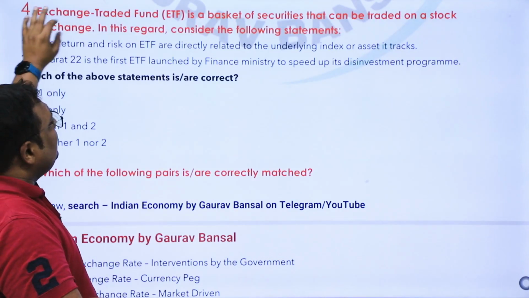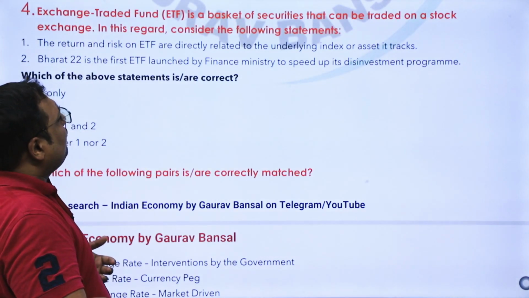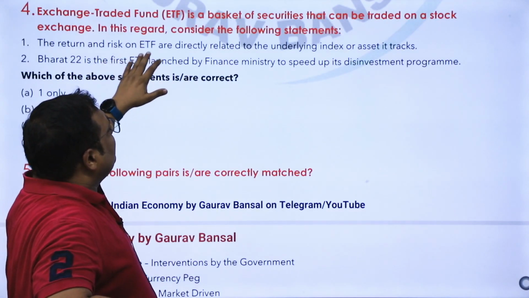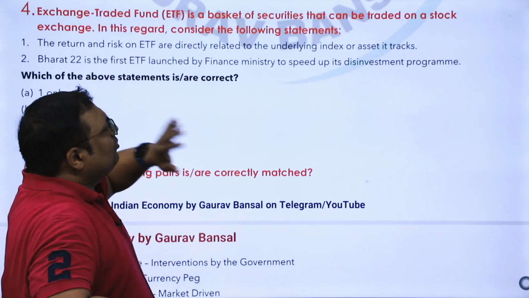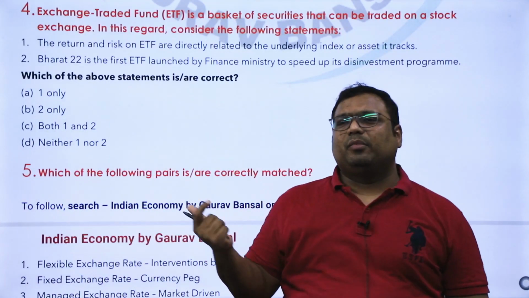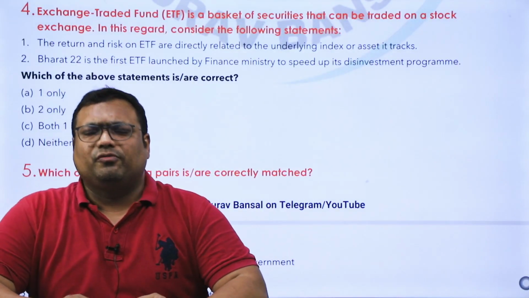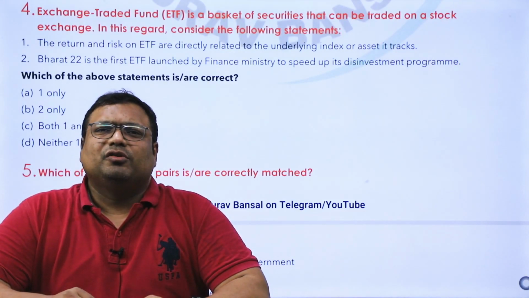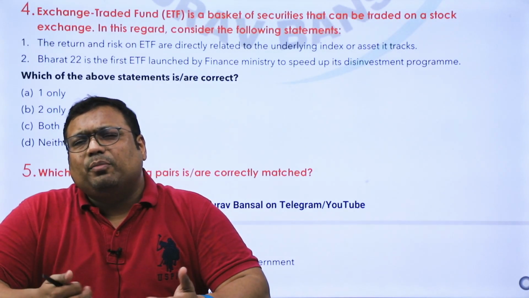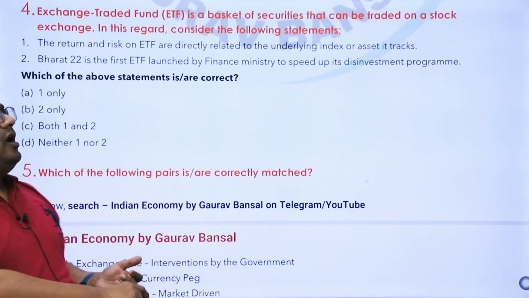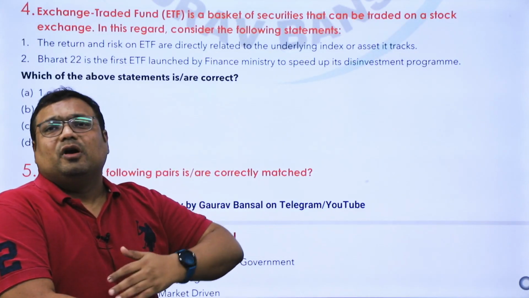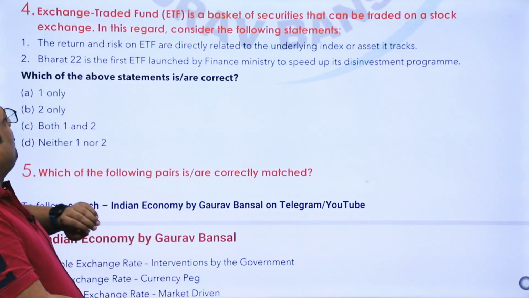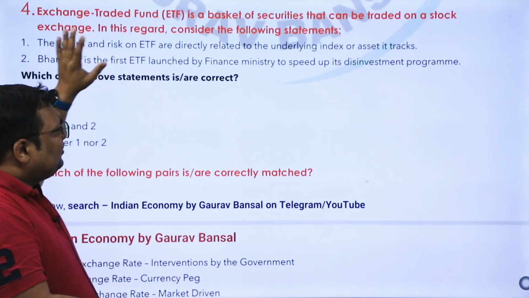Now, fourth question, ETF is a basket of securities that can be traded on a stock exchange. In this regard, consider the following statements. The return and risk on ETF are directly related to the underlying index or the asset it tracks. So first we need to understand ETF very briefly. When we say exchange traded fund, it is basically a type of mutual fund which you can buy and sell through the stock exchange. They themselves are also listed on the stock exchange. So it is very easy for people to enter and exit, and you do not have to pay maintenance fee, you do not have to deduct charges. So all of those benefits are there compared to the traditional mutual funds. So ETFs are becoming very popular now. So the first statement is perfectly correct.